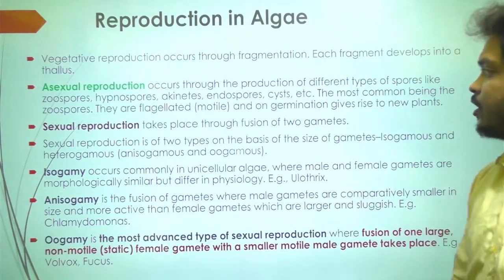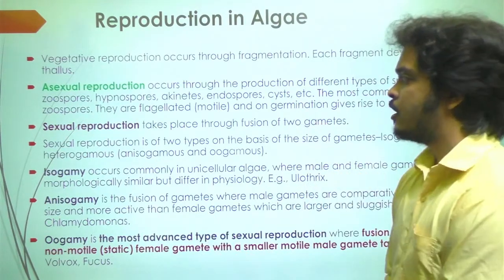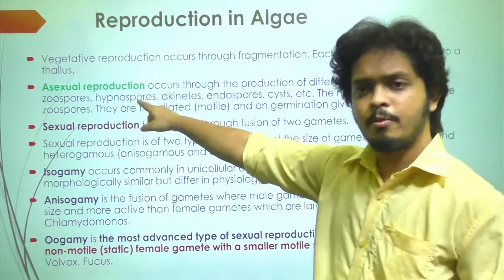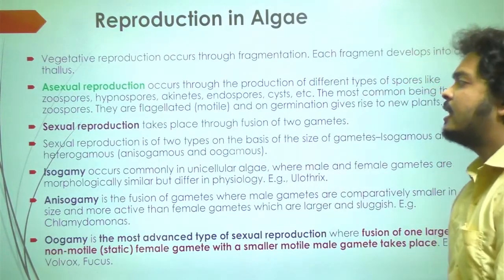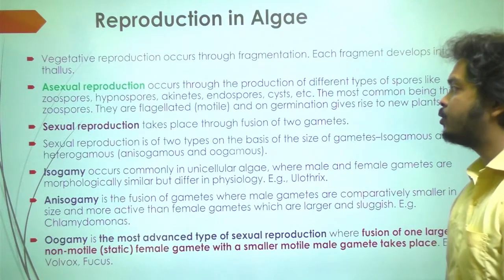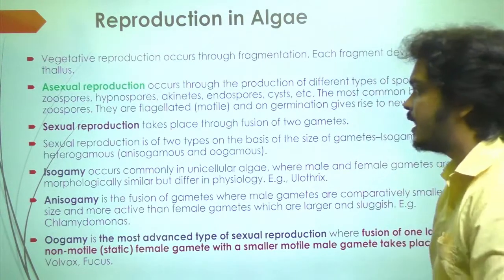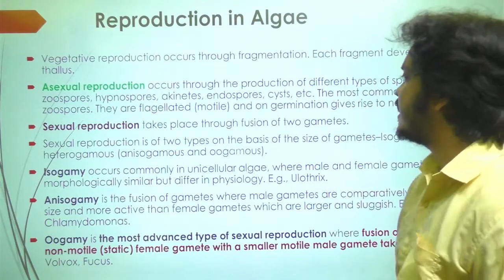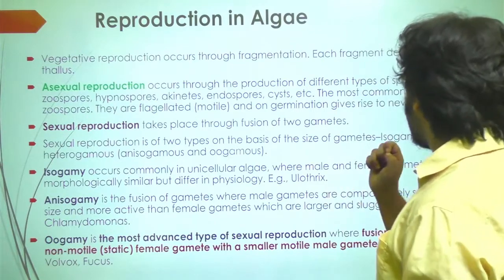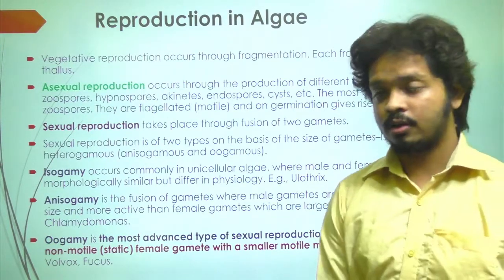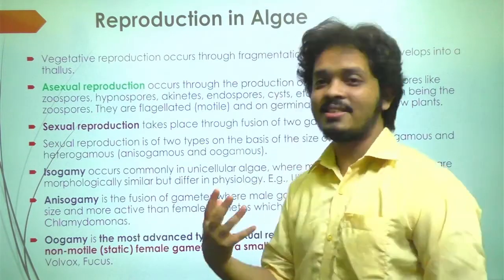Now, asexual reproduction. Now we are going to talk about the different types of reproduction. First, we are going to learn about asexual reproduction. Then we are going to learn about sexual reproduction. Now, asexual reproduction occurs through the production of different types of spores like zoospores, hypnospores, aplanospores, endospores, cysts, etc. The most common being the zoospores. Zoospores are by far the most common and the most famous type of spores.